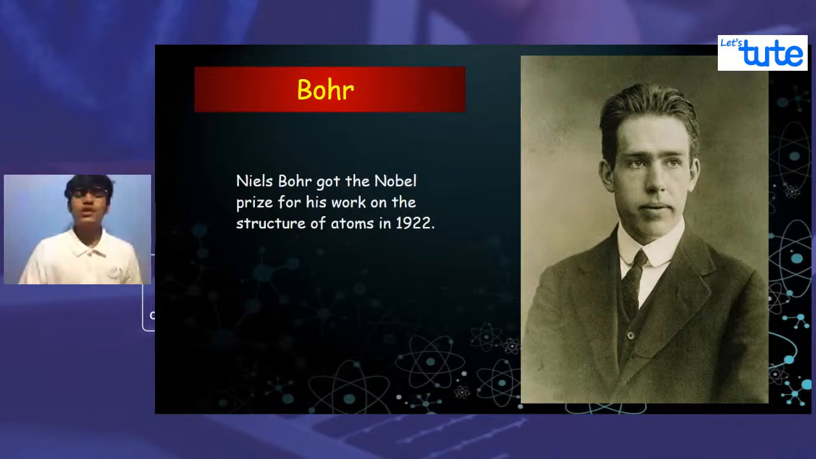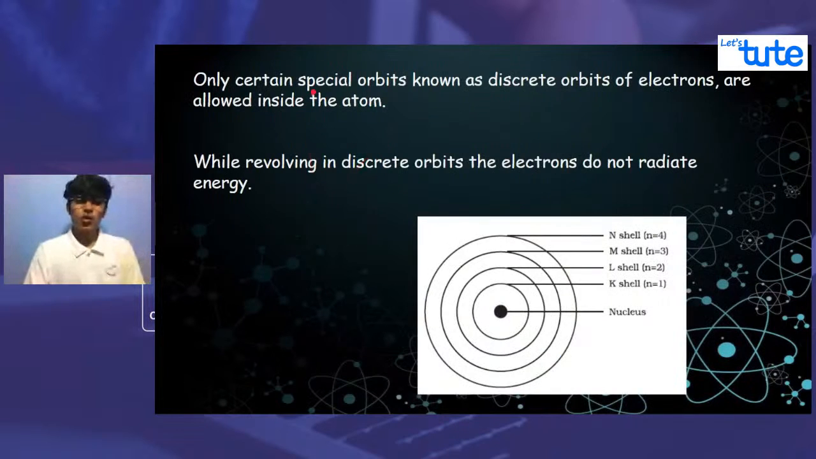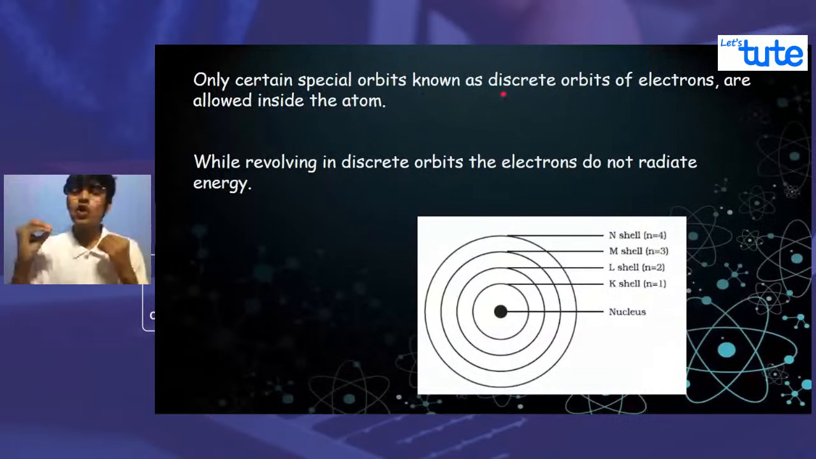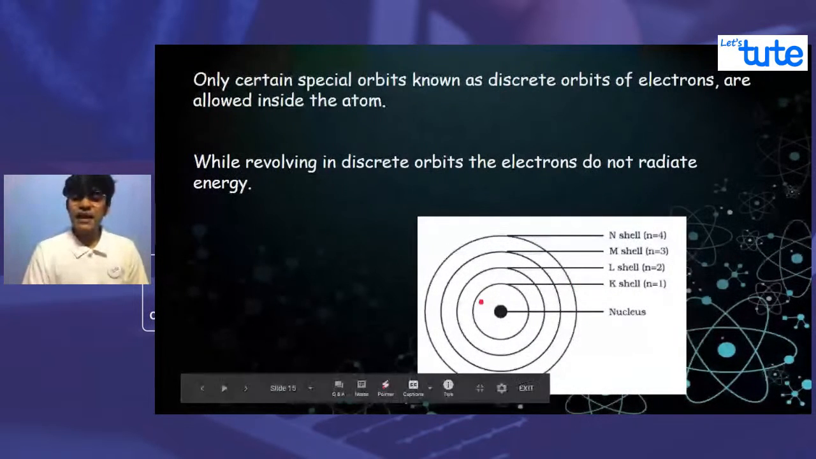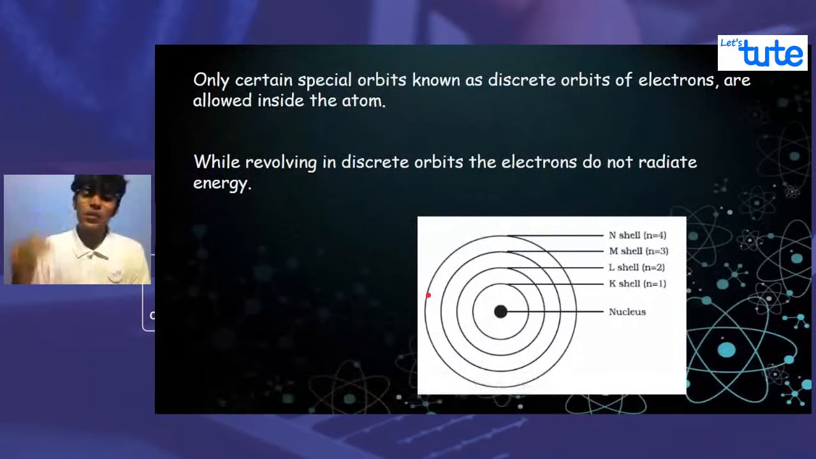Let's try to understand the structure of the atom given by Neil Bohr. He said many simple things. He said that only certain specific orbits, known as discrete orbits, of electrons are allowed inside the atom. There may be only one orbit, or two orbits, or three orbits. Only the number of orbits required for the particular atom will be present inside it. Not more than that, not less than that.